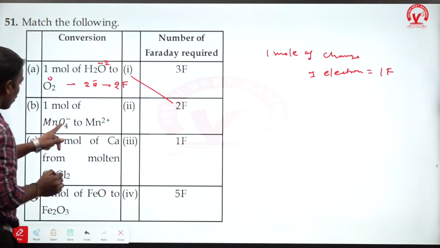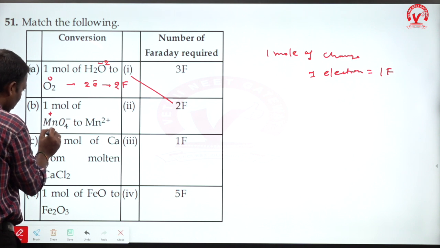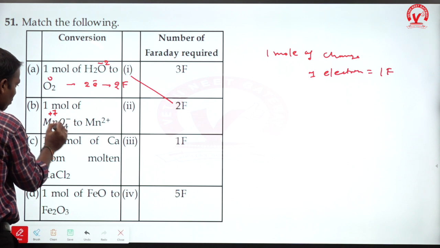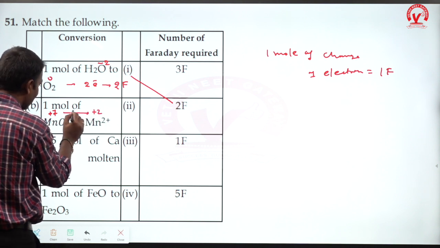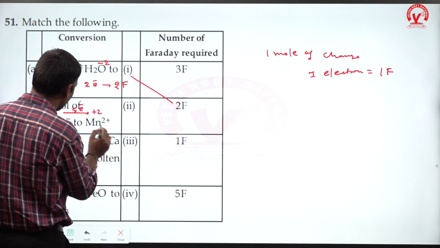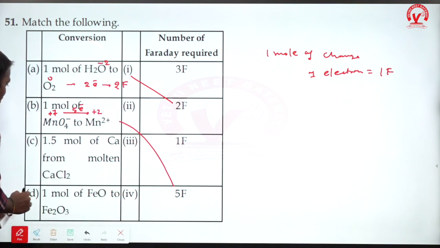Then 1 mole of MnO4 minus changes to Mn plus 2. That is, plus 7 changes to plus 2. That is a 5 electron difference here. 5 electrons change takes place, which means we have to take 5 Faraday.